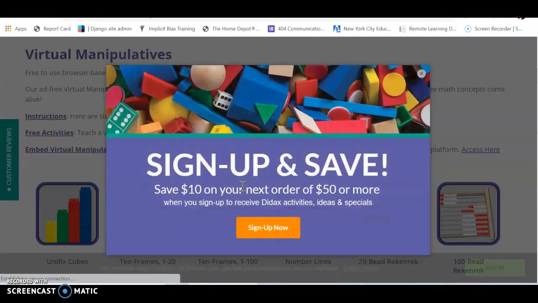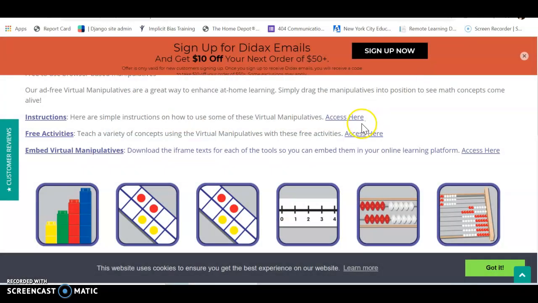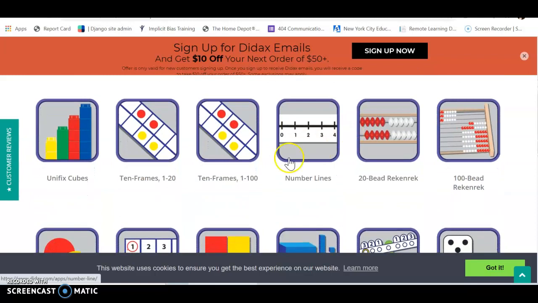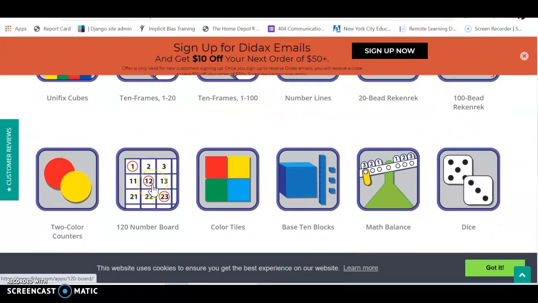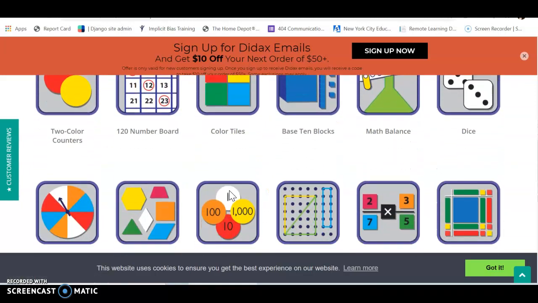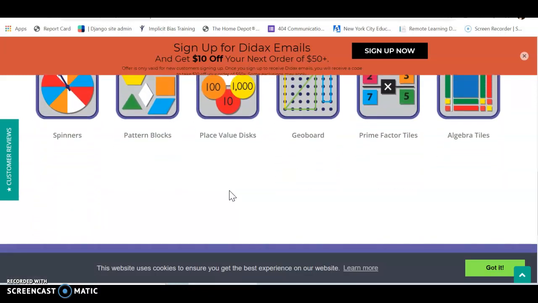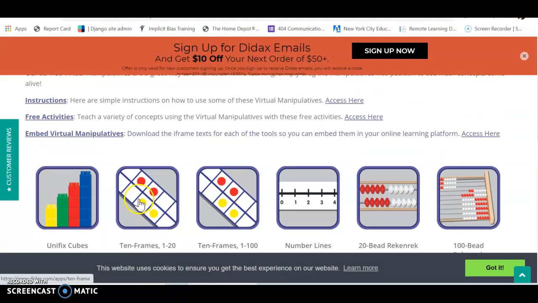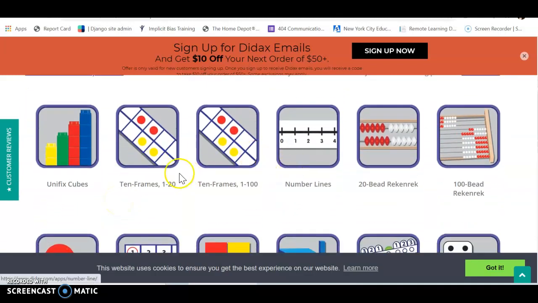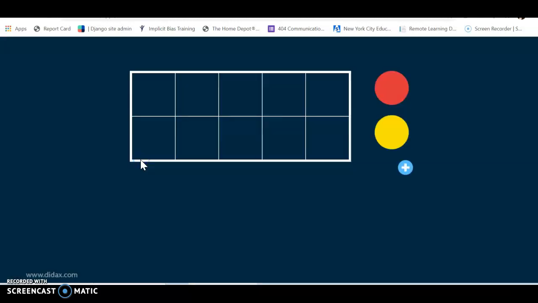And when you click on these links, you will see the different strategies that you can use to help you solve, whether it's using a number line, 10 frames, cubes, the hundreds chart. This one's up to 120, base 10 blocks, color tiles. So with these websites, you can choose what strategy you would like to use. I would like to use a 10 frame. So I'm going to click on the 10 frame.